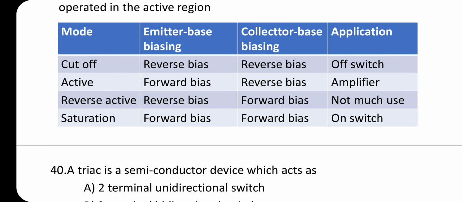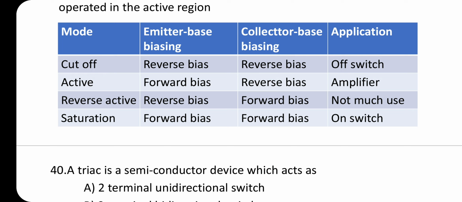Mode, emitter base junction biasing, collector base junction biasing and application. For cutoff mode, emitter base junction and collector base junction are reverse biased. The application is off switch. Active mode, emitter base junction is forward biased and collector base junction is reverse biased. Application is as amplifier. Reverse active, emitter base junction reverse biased and collector base junction forward biased. Application not much use.